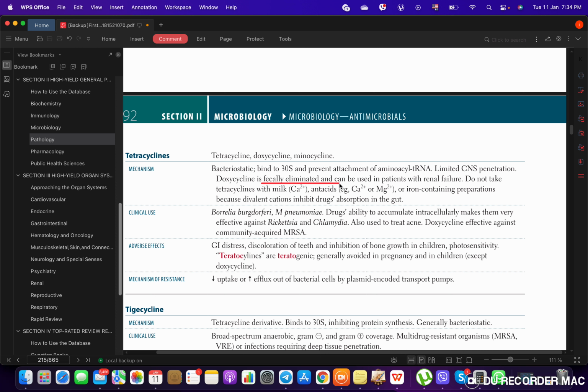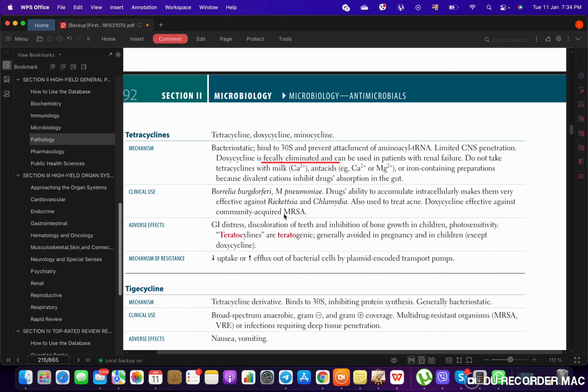So if the patient has a kidney disorder, it's a bad idea to give him any of these medications like aminoglycosides. So you would like to give him tetracycline. Do not take tetracycline with milk, because it has calcium, or antacids because they also have calcium and magnesium, or an iron containing preparation because of what?